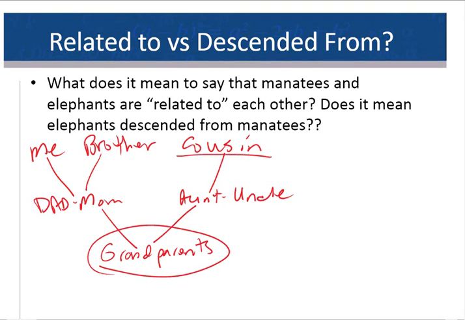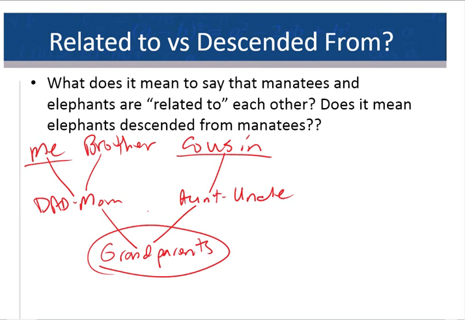So my cousin has a lot of the exact same DNA that I do, and as a result we look more similar to one another than I do to somebody who is not so closely related. So we can say that my cousin and I are related, and when we say related, it means we share common ancestors, in this case my grandparents. We could also use a phrase like more closely related to. I would say that my brother is more closely related to me than my cousin.